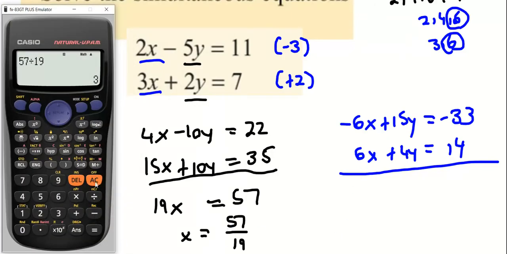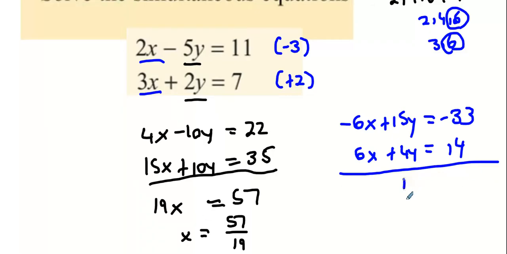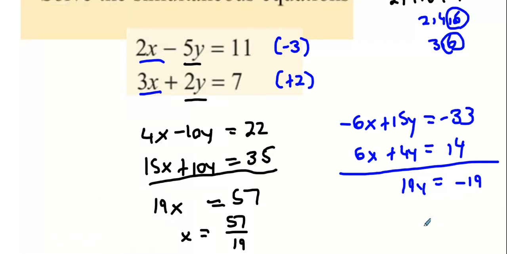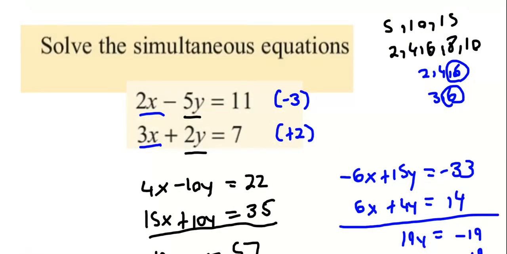Always check that out on the calculator if you want. Minus 6 plus 6, that's 0. Then you got 15 plus 4, which is 19, 19y. And then you have minus 33 plus 14. Once again, check the calculator. Equals minus 19. And then multiplication of 19 on the left will be division of 19 on the right. Minus 19 divided by 19, y equals minus 1. And you're good to go. Okay. Next one.